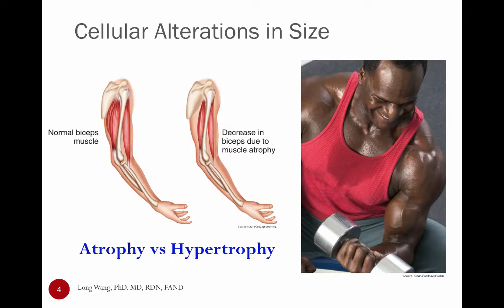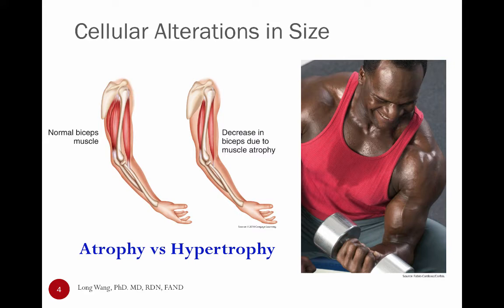So exactly how do cells respond to injury or stimuli? First, cells could respond by changes in size. So here are two terms we need to understand: atrophy and hypertrophy. The A in atrophy is for negation, trophy is for growth. Then hyper, we all know what that means. So hypertrophy means overgrowth, atrophy means inadequate growth.